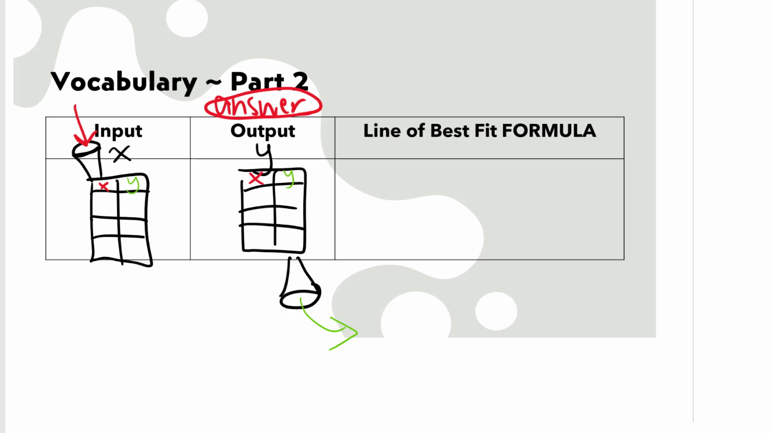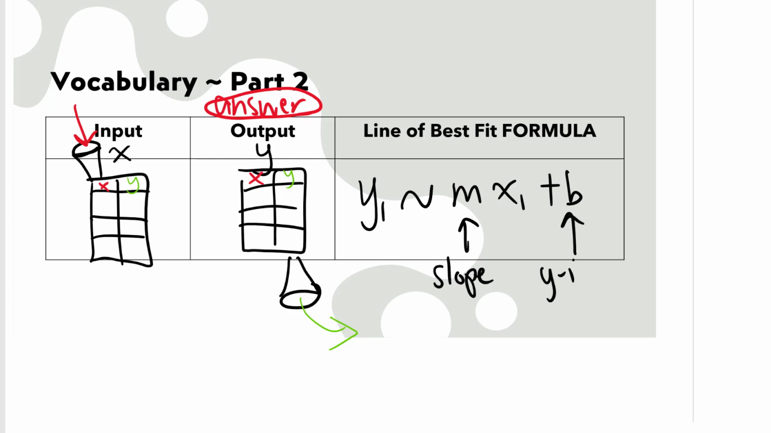Next, the line of best fit formula is y = mx + b. M is slope, and b is the y-intercept.